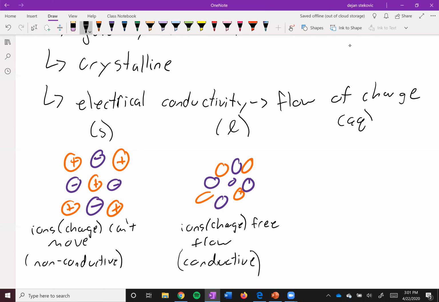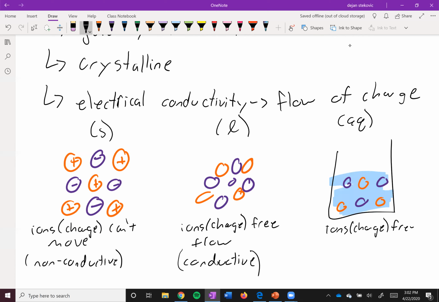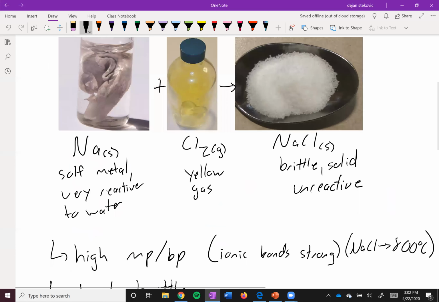And then the other state that we want to think about is an aqueous state. So what happens when we dissolve it in a bunch of water? What happens is that these ions essentially separate from one another. You'll learn more about this later on. And so in this case, they are also free to flow, and thus conductive. So there are some general properties of ionic compounds.